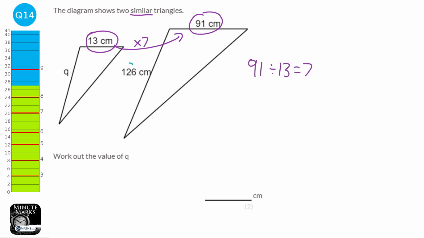Now here we've got a problem because we're actually going from the big to the small. And when we go the opposite way around, instead of times 7, we're going to divide by 7. So on our calculator we do 126 divided by 7, and we get the answer 18.